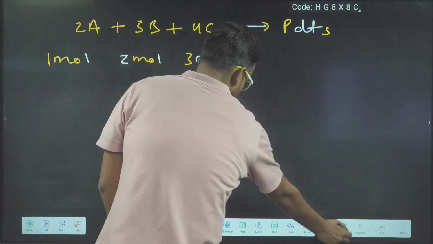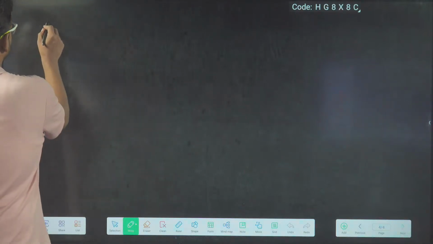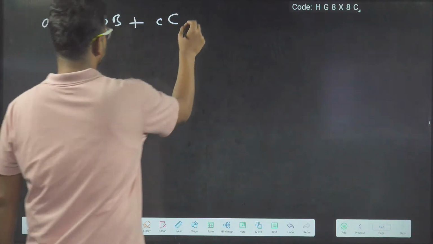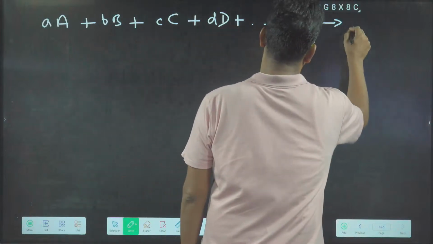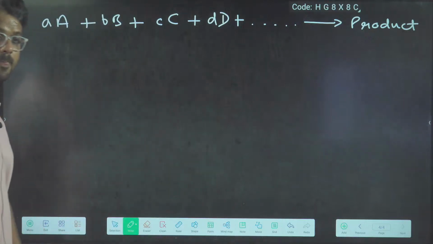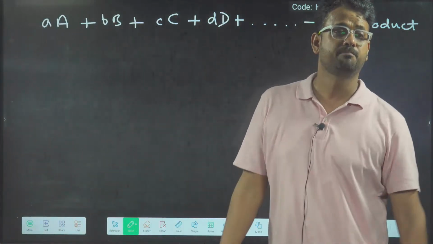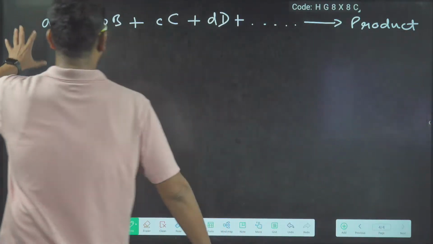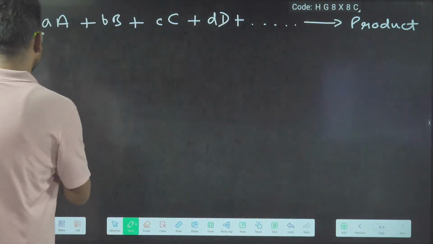So, my dear boys and girls, how to identify the limiting reagent? Suppose there is a reaction aA plus bB plus cC plus dD plus dot goes to product. Any number of reagents can be there. Can there be more than one? Pawan, we will address all those cases. Have patience. Let me cover this first. This is the reaction.